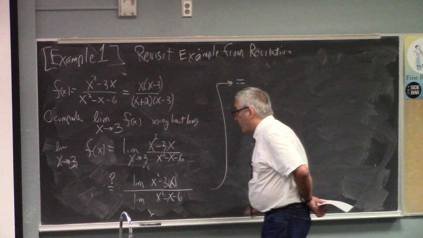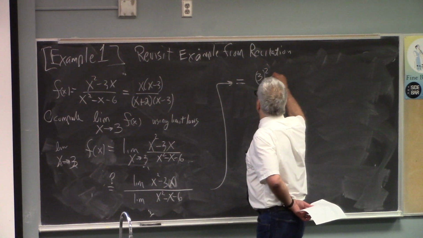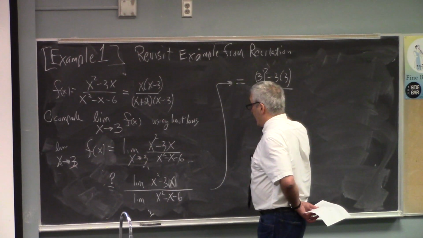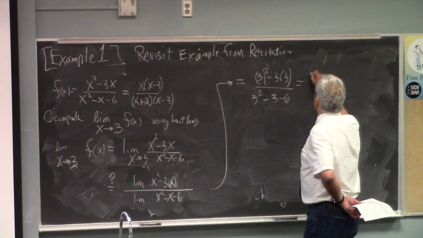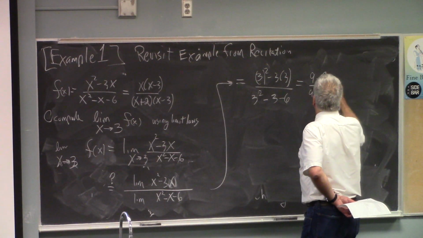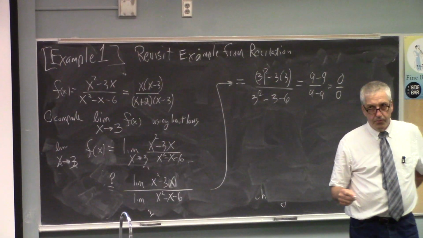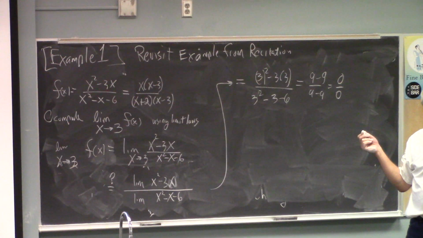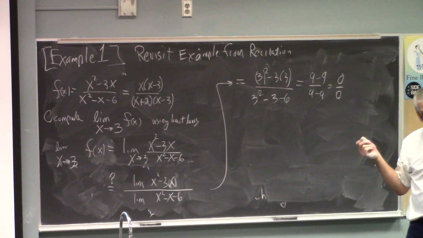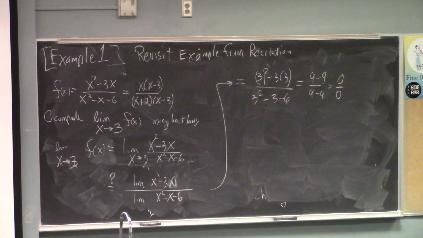The limit of the numerator is no problem. I've got a polynomial, so I can just plug in the number. So I get 3 squared minus 3 times 3. And the bottom I get 3 squared minus 3 minus 6. So I get 9 minus 9 over 9 minus 9. So I get 0 over 0. Now, the number 0 over 0 does not exist. But that does not mean that this limit does not exist. What it means is we don't get to do that step.